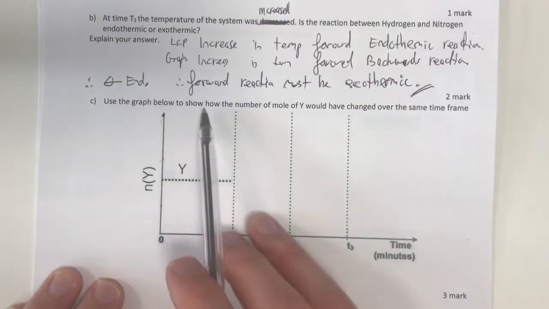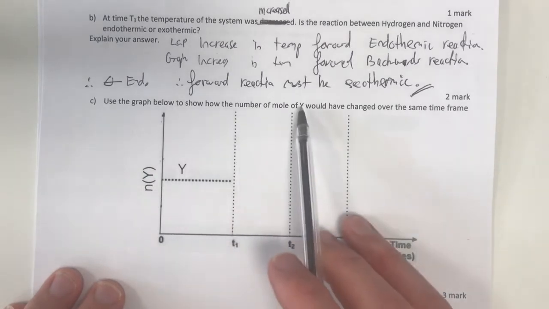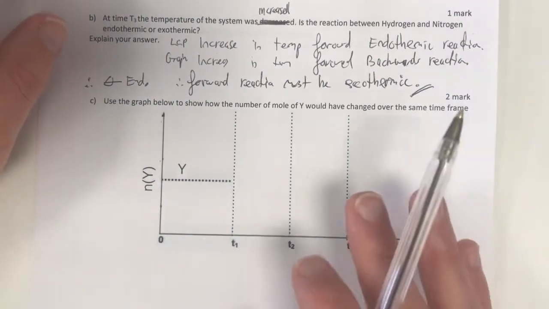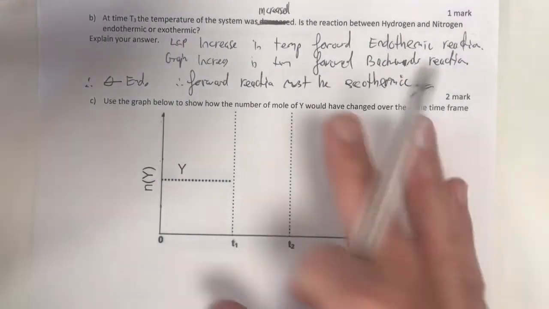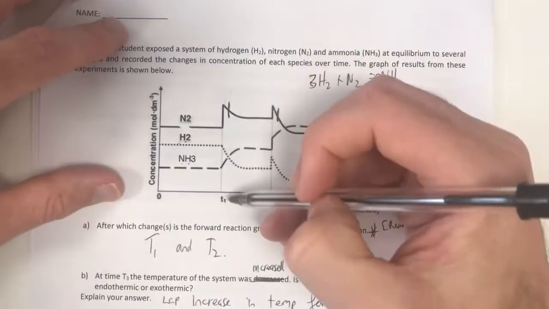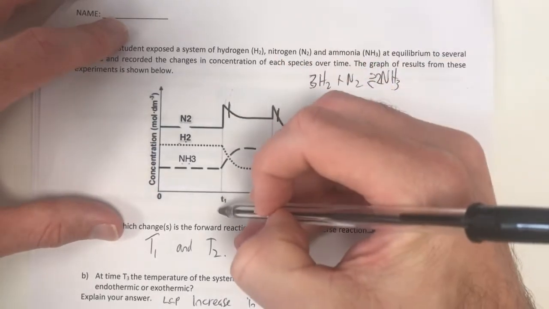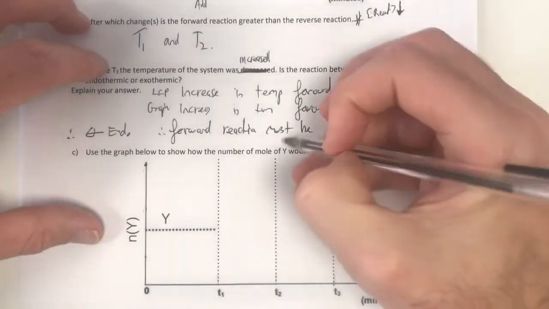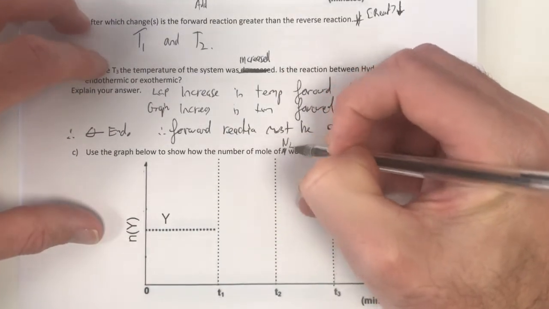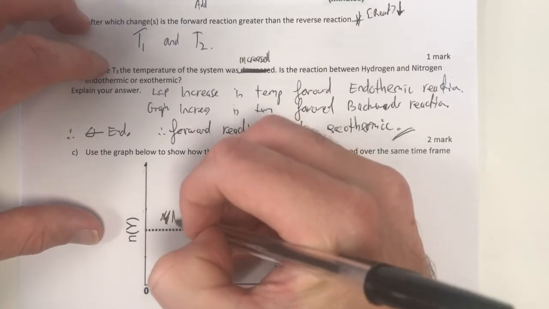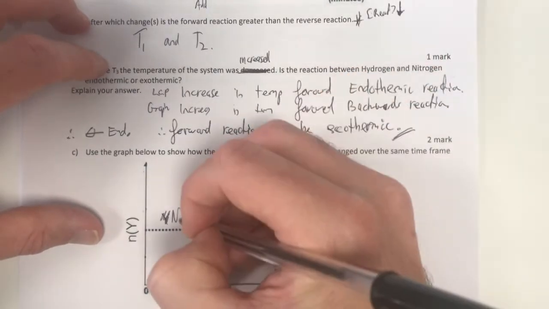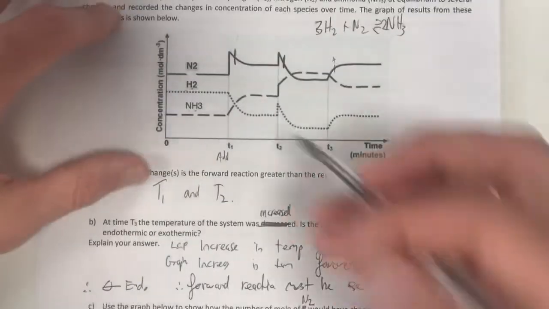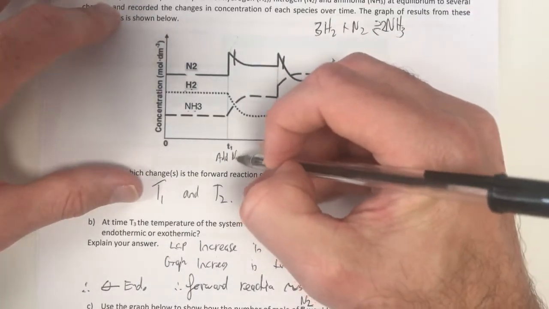Use the graph below to show how the number of moles of Y would have changed over the same time frame. So let's have a look at what's happening here. What were my changes? That's what I need to find out. So initially, what was my change here? My change here was I added, let's just ignore this and let's go with the number of moles of nitrogen. Obviously, I've copied and pasted these questions and it's not ideal. But anyway, let's go with that. Okay, so here I added nitrogen.